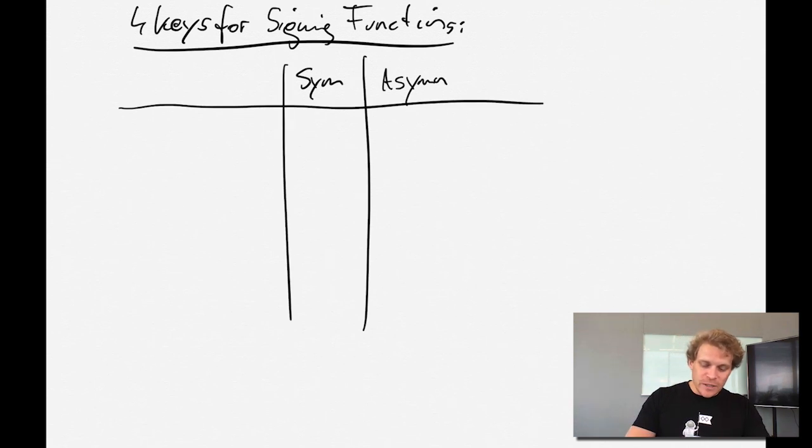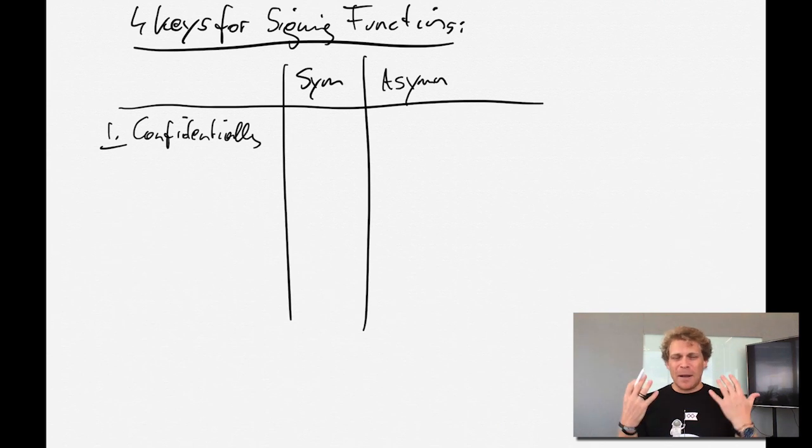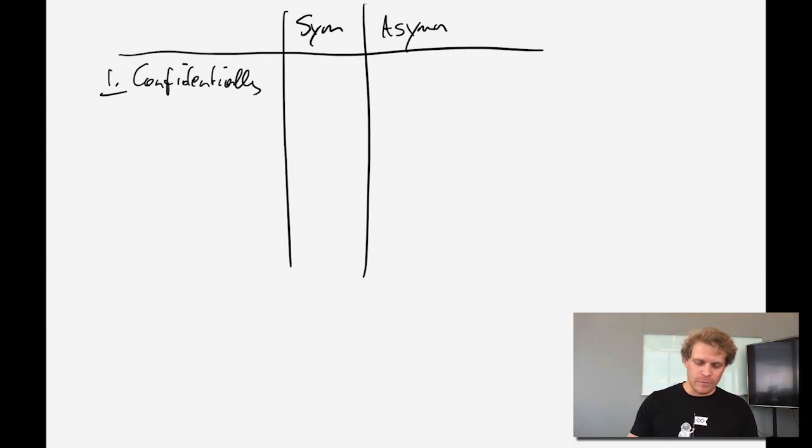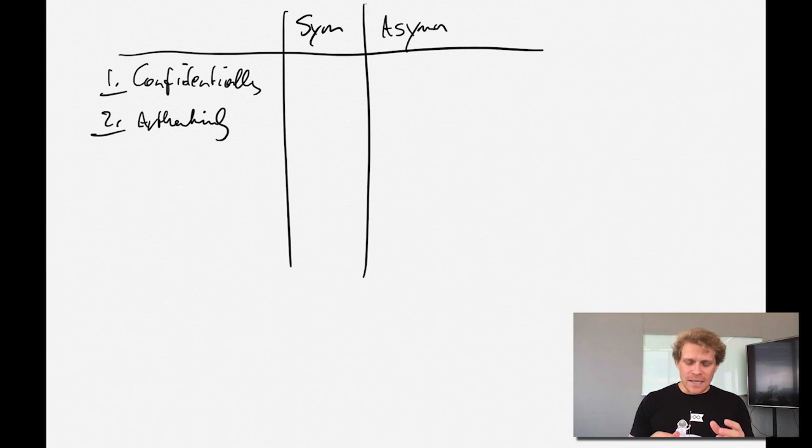So the first thing we need is confidentiality. And that's very straightforward. By me signing something, I don't want to reveal my private key. I think that's quite straightforward. The second thing is authenticity. Authenticity means that the private key must have signed the message. It couldn't have been done through something else.